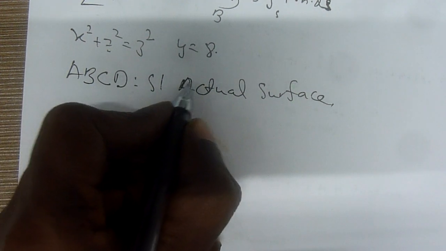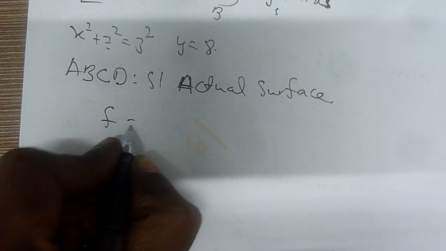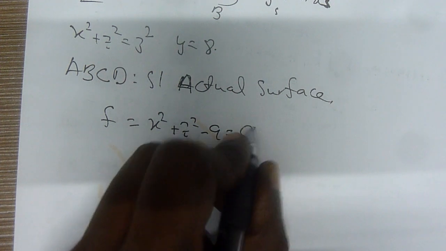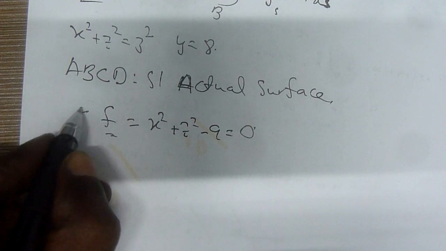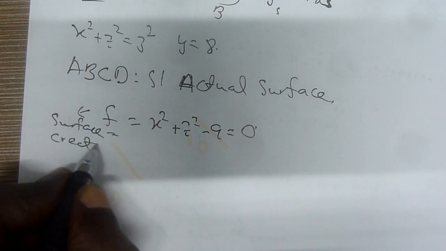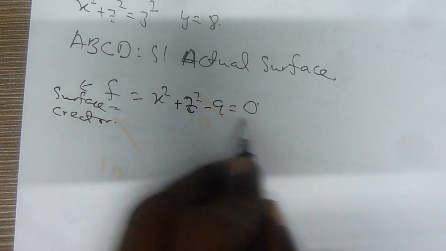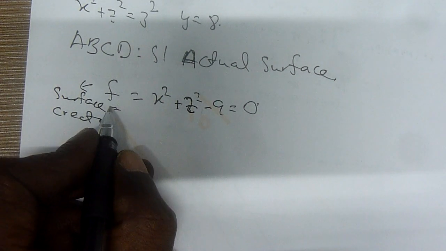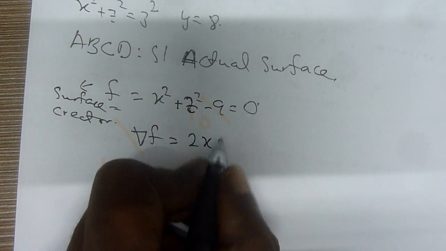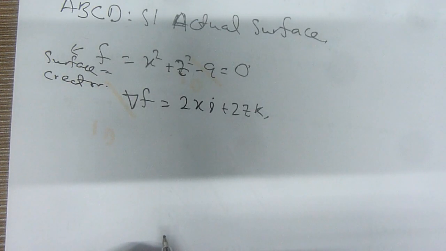In this particular case, the actual surface looks complex. Don't worry. F is x² + z² − 9 = 0. This is a surface creator. Remember, it's a surface creator, so I use it as F. Can I find the del F? Yes: 2xi + 2zk. Okay, done.